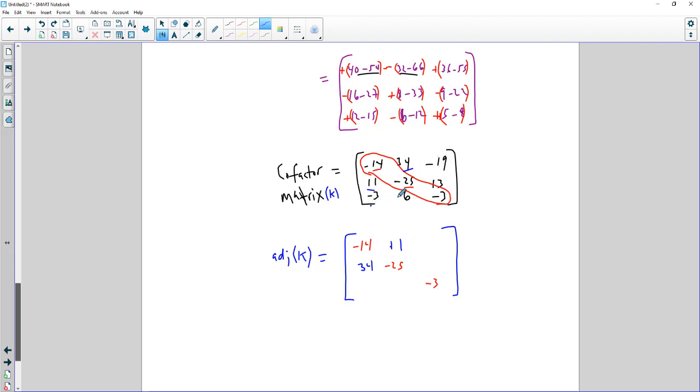Right here we'll flip this with -19 rather. We'll flip it with -3. So this will be -19 down here at the bottom, and -3 up here at the top. And we'll flip the 6 and the 13. So this 13 will go here, and the 6 will go here. So this is how you find the adjugate matrix.